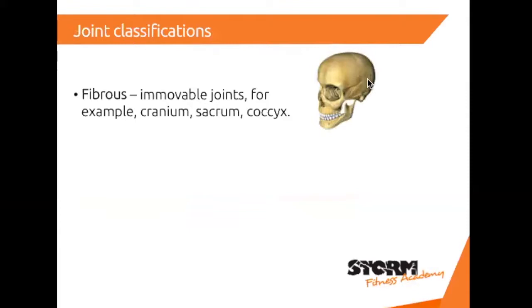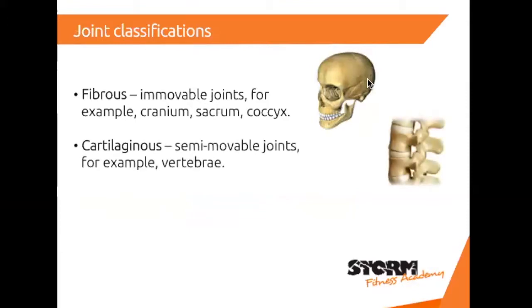Cranium, sacrum, coccyx. You've got cartilaginous joints. These are what we call semi-movable. If you look at the vertebrae, there is a bit of movement there, isn't there? It looks like we get loads of movement in the spine, but that's because we have so many bones, and when they all move a little bit, we get a lot of movement.